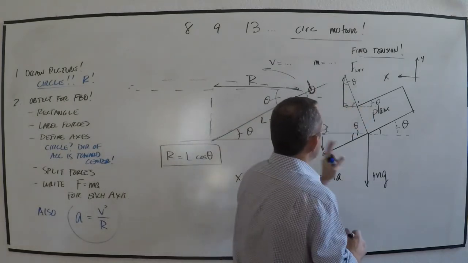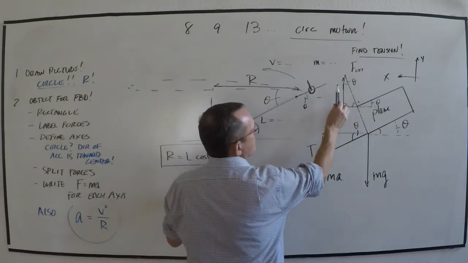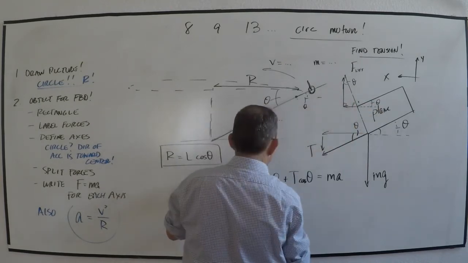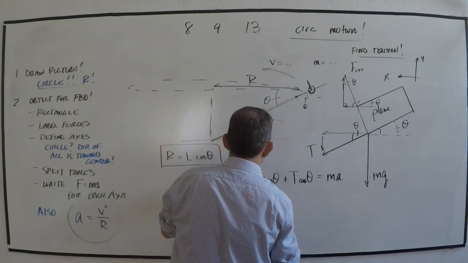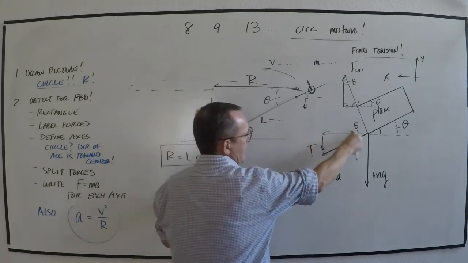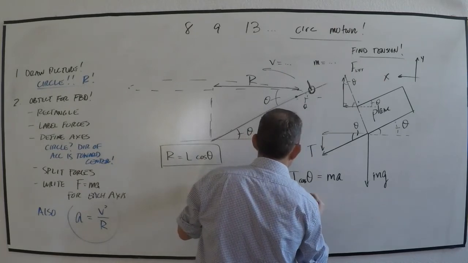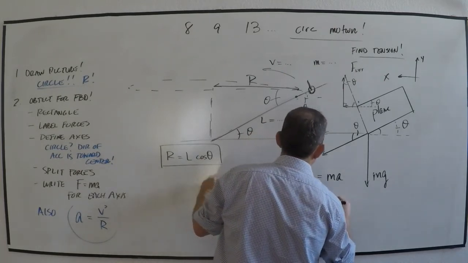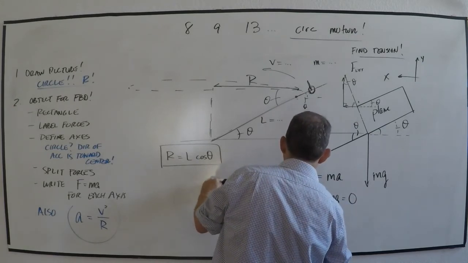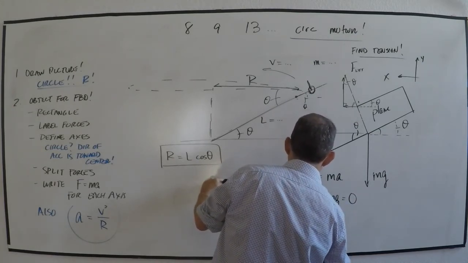What about the y equation? Everything up minus everything down. What do we have for ups? Lift force component. That's it. So we have F cosine theta, and then down we have T sine theta and mg. And then we also have a equals v squared over R.